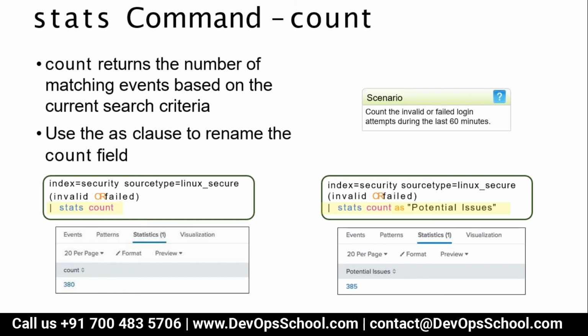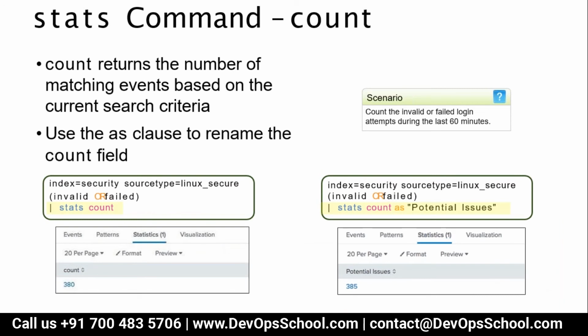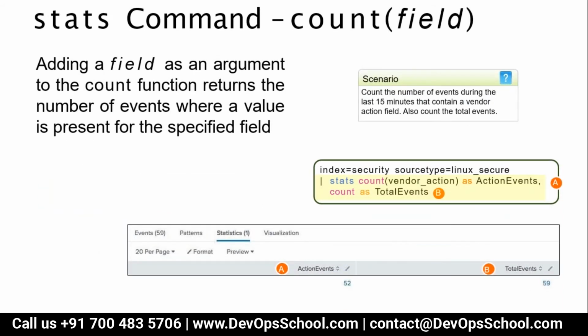Now let's move on to another scenario. Here you can combine count with the field also. So here you see count, you specified the number of results which you got before the pipe, but here you can apply count and then parenthesis and field. So what is the difference between the last and this one? Let's try to understand here. So here adding a field as an argument to the count function returns the number of events where a value is present for the specified field.